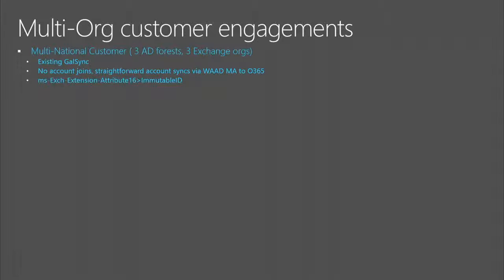The configuration here was fairly straightforward, but we used FIM. The difference was we had to use a custom attribute. So we used custom attribute 16 to synchronize to the immutable ID. I don't want to get too deep in identity, but the point of the slide, and I'm coming to it, is really that identity makes all of this work for a multi-org, right? It is really the foundation and the plumbing, the glue that brings it all together.